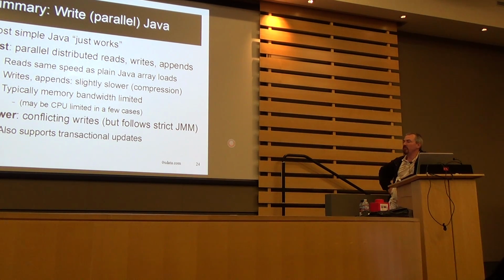Reads are basically the same speed as plain Java array loads, despite the compression, or maybe because of it. Writes are a little bit slower because I will compress behind the back. I follow the full Java memory model rules, so if you start doing conflicting writes, that's how the ties get broken, but that may not be what you want. So I'll claim that I do the right thing, but maybe you're unhappy with the results anyhow. And we support some transactional updates, which we use internally for all kinds of control management situations. There's lots of those going around where you just need an atomic, no one mess with me, I'm just going to do this thing kind of stuff.